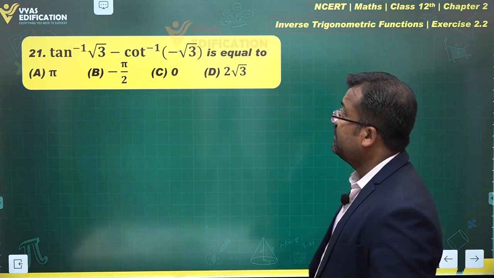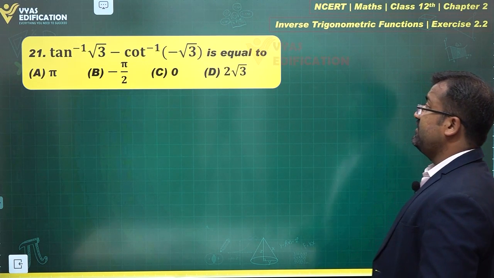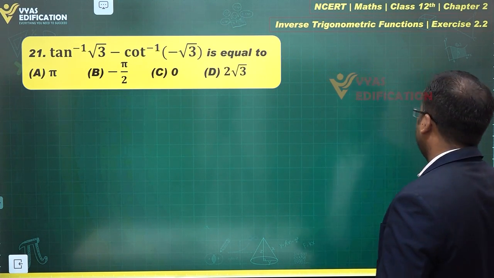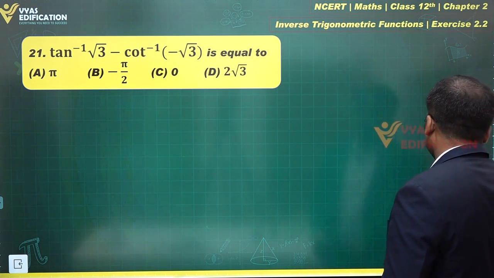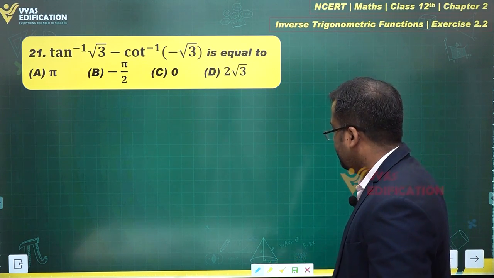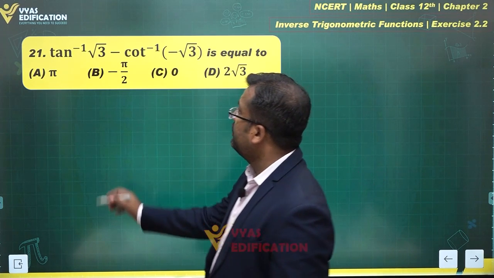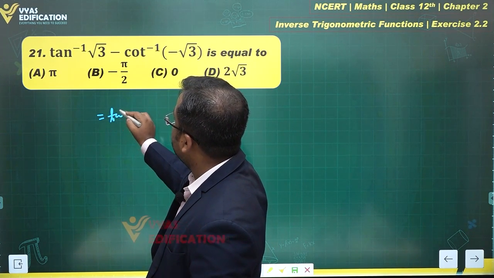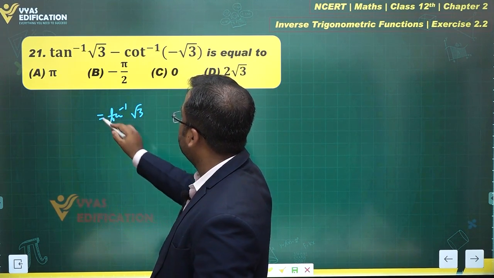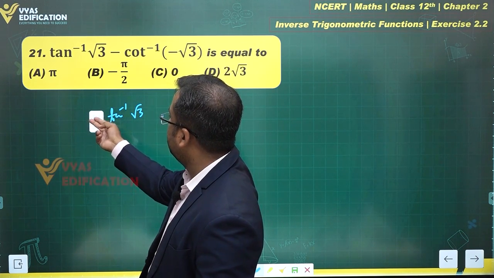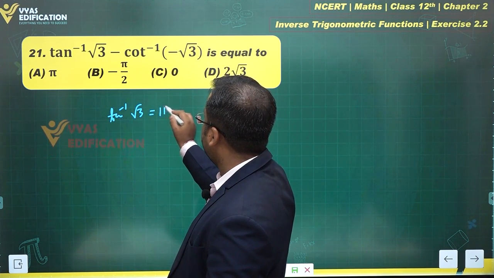Let's solve this question next. Tan inverse root 3 minus cot inverse minus root 3 is equal to what? How do we approach this question? Tan inverse square root of 3. Okay, we know this value. Tan inverse square root of 3 is equal to what? This is simply pi by 3.